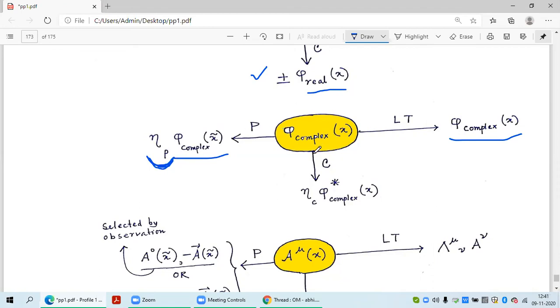So all these transformation properties of the field are derived from assuming that the free Lagrangian of the corresponding field remains invariant under all these transformations.